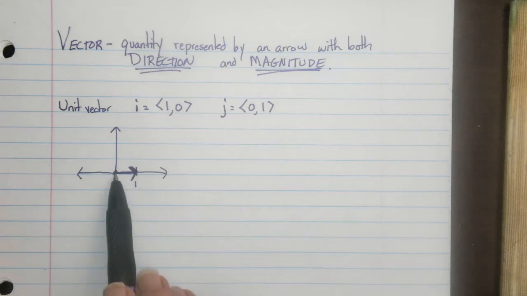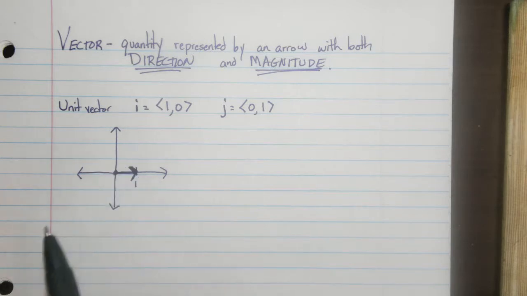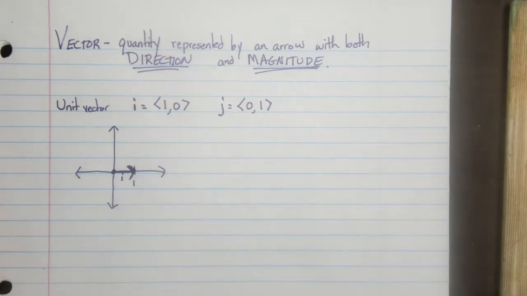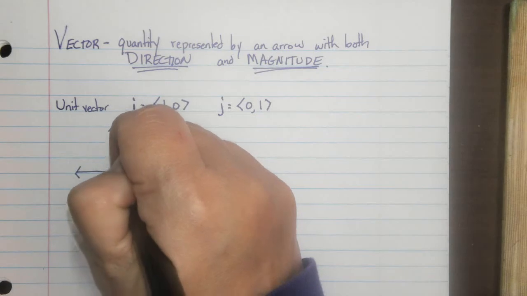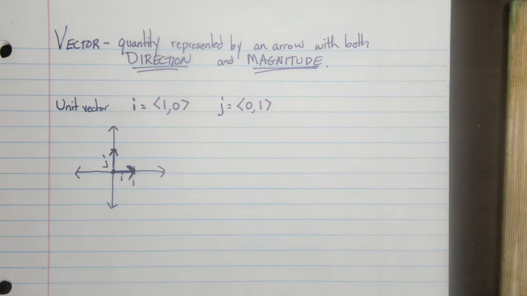Because a vector that starts here and goes to 1 is going to be entirely different than a vector that would start at 1 and go to 0, okay? So the arrow part of the vector is giving you direction. So this is the unit vector i. And then if we were to go up 1 unit, this would be our unit vector j. 0 units across, 1 unit up. So unit, because uni means 1.